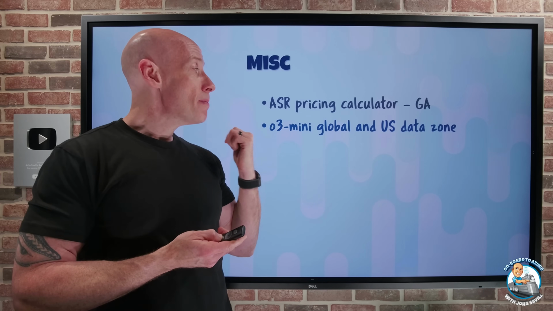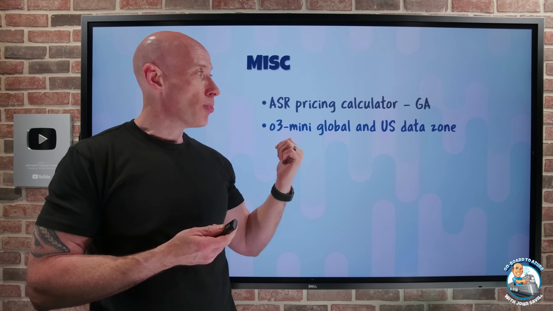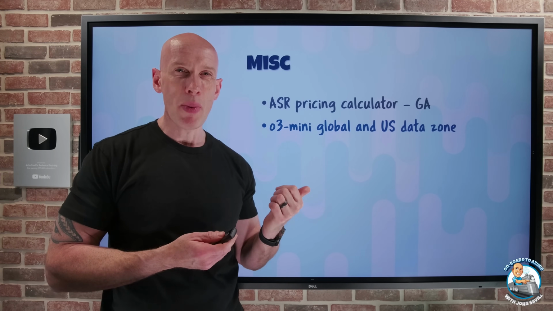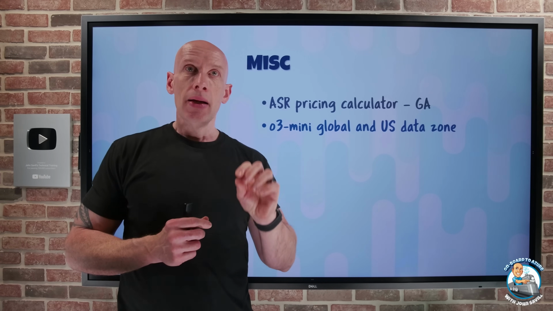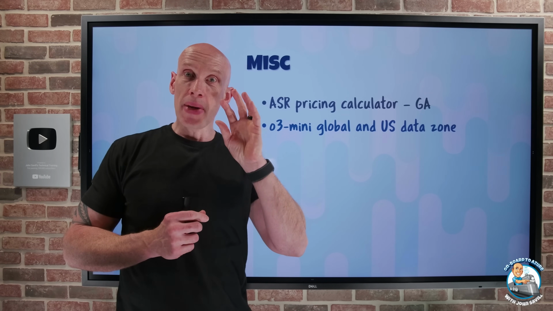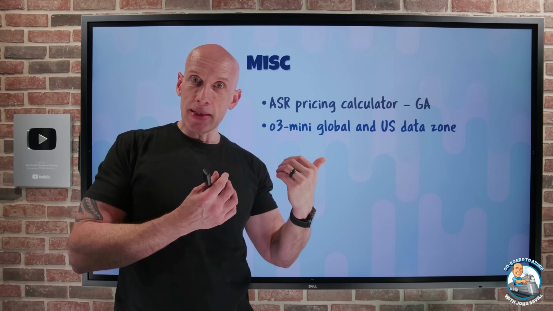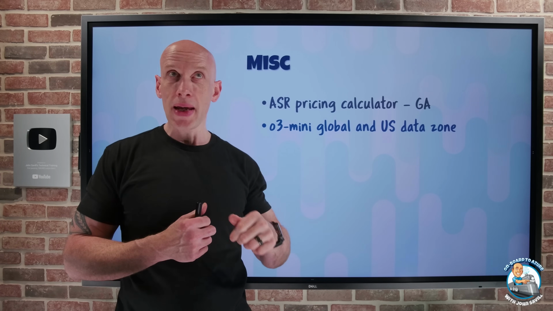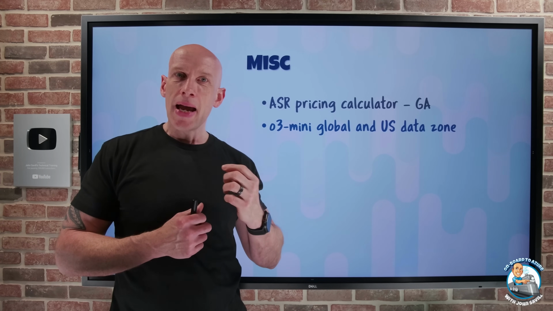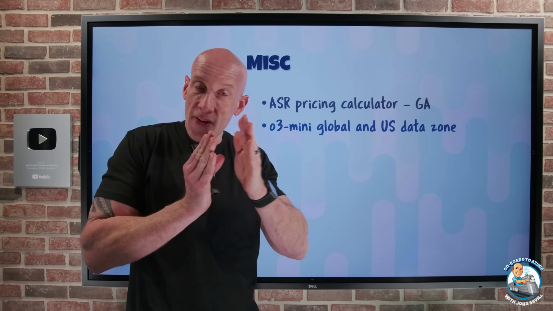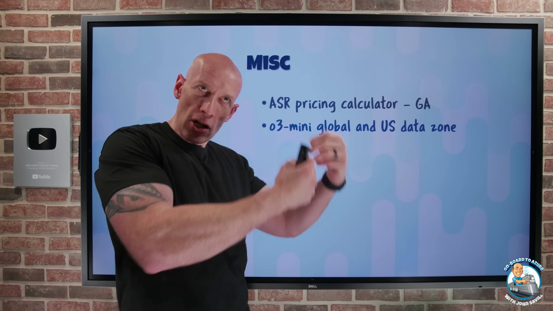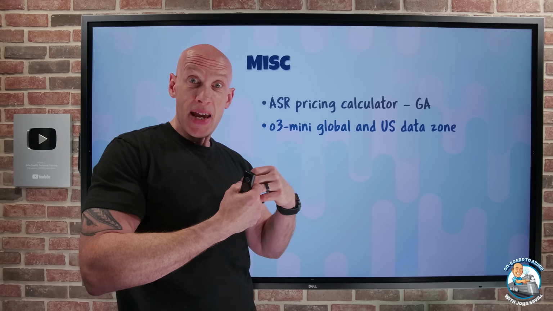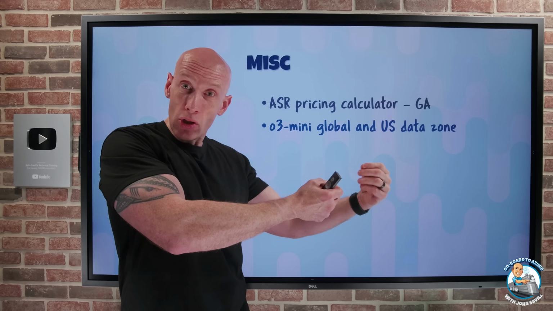The O3-mini model is now available in the global and US data zones. Remember, O3-mini is the latest small reasoning model. It's small, so it means generally lower costs, lower latencies. It has function calling, it has structured outputs, and it lets you pick the amount of effort for that reasoning, low, medium, high, depending on how much extra thought and how many extra reasoning internal tokens you want it to use.